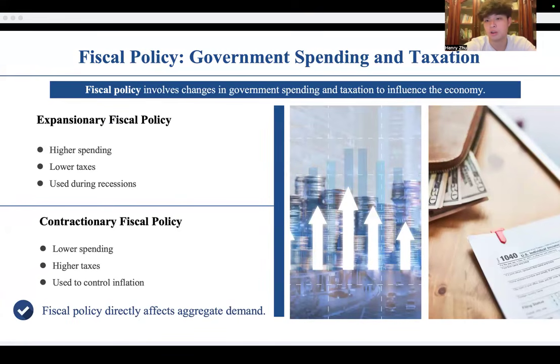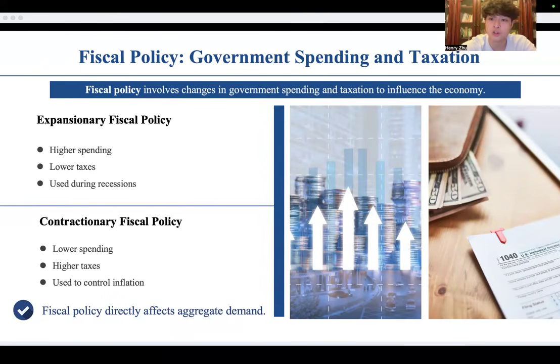Let's start with fiscal policy. Fiscal policy refers to changes in government spending and taxation to influence the economy. Think of it as the government deciding how much to spend and how much tax to collect. There are two main types. First is expansionary fiscal policy. During a recession, governments may increase spending or reduce taxes. This puts more money into the economy and encourages people to spend more.